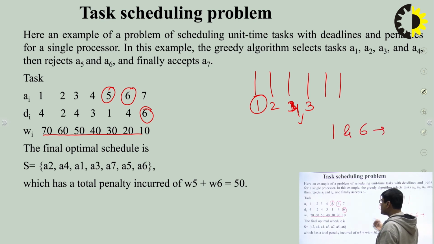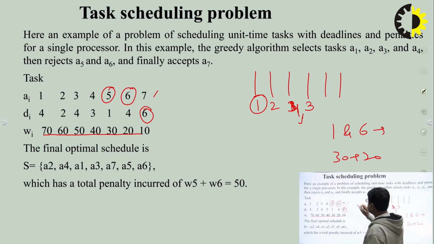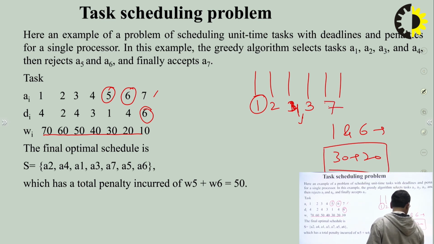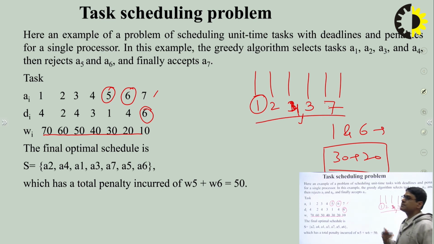So the total missed deadline penalty is 30 plus 20. Now that is incorrect because we have already used this particular time frame. Now the 7th task is executed in time 6, and we have the 5th and 6th time slots, so it is not problematic. You can take any of the time frames for executing this 7th task, and the total penalty incurred through this schedule is 50, and that is the minimum. So that is the greedy choice.